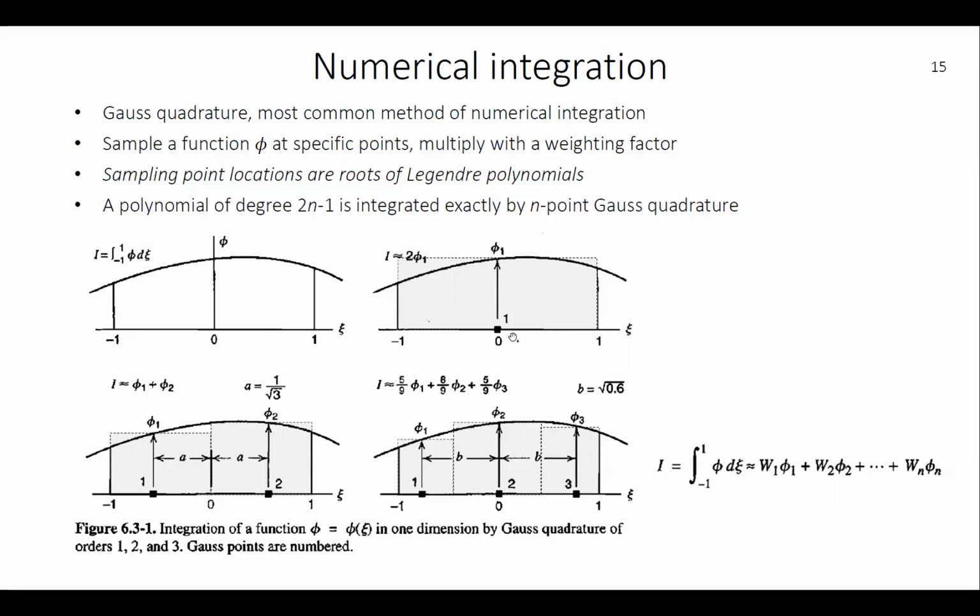In the first case, we have one sample point here, the solid rectangular box, which is the Gauss point. We evaluate the function at this point, call it phi1, and the integral is simply the area, the gray shaded area, so 2 times phi1, because we go from -1 to +1.